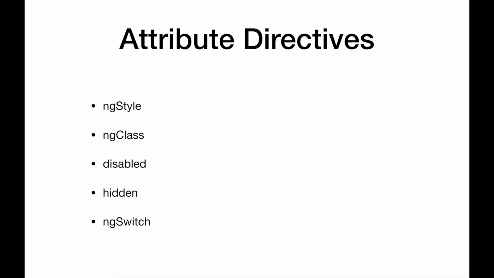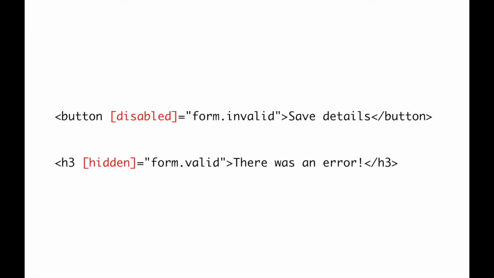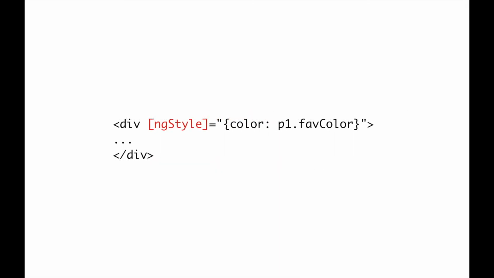Let's take a look at some usage examples of built-in attribute directives. Here, disabled and hidden have been assigned a Boolean expression, where form.invalid and form.valid represent the state of the form. So based on the form's validity, the button is either disabled or enabled, and the error message is shown or hidden. In this example, we are assigning a style property to the div based on an object p1's favColor property.